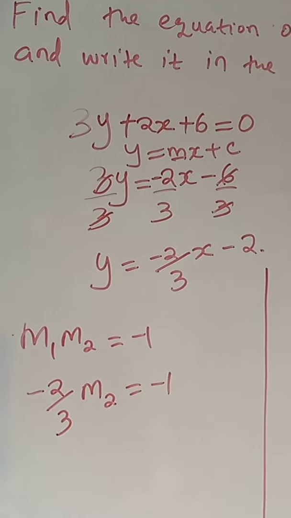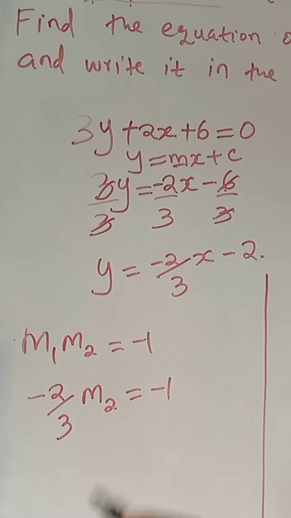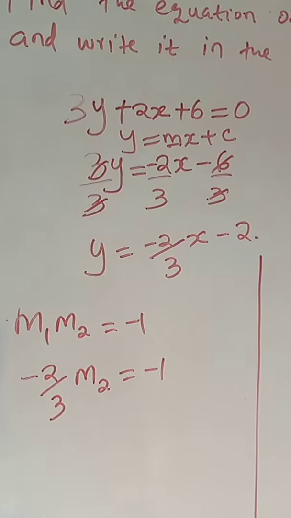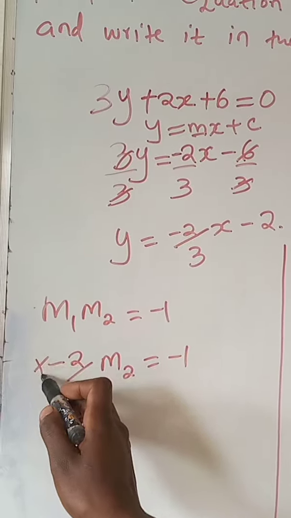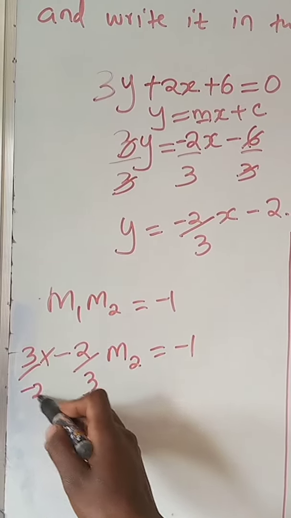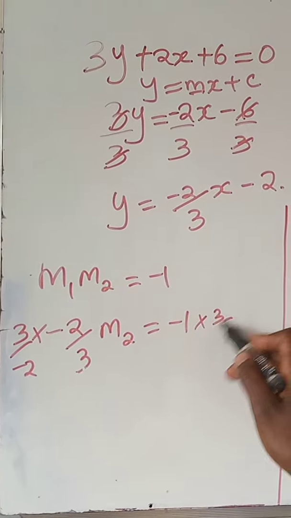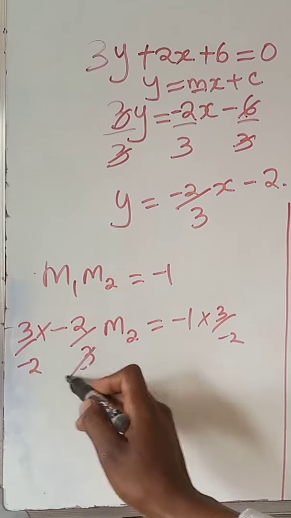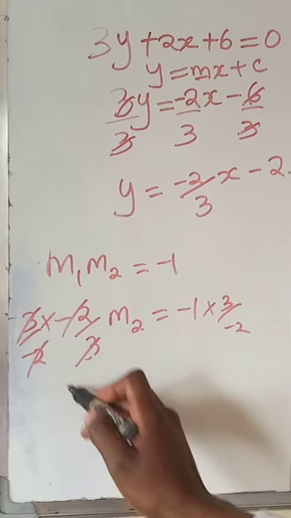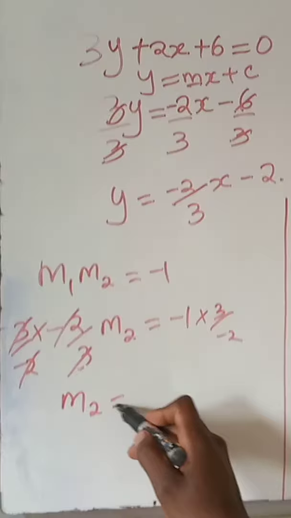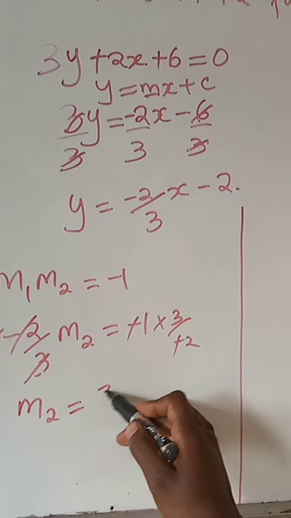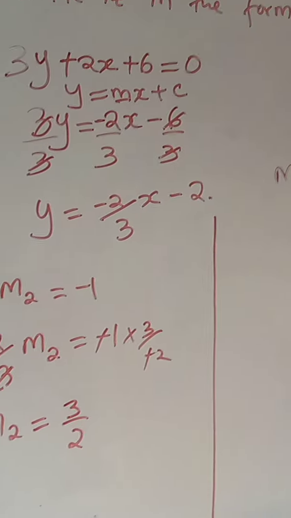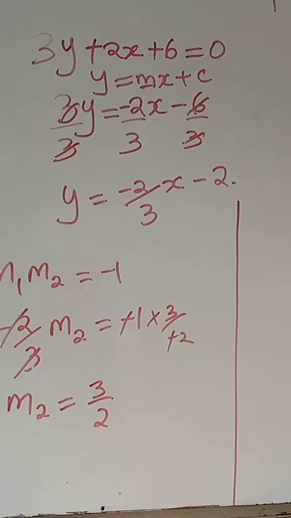I want to find m2, so I can simply multiply both sides by the reciprocal, which is 3 over negative 2. Multiply here by 3 over negative 2, multiply here by 3 over negative 2, so that 3 and 3 cancel, negative 2 and negative 2 cancel. So m2 = 3/2. That 3/2 is the gradient of line L.